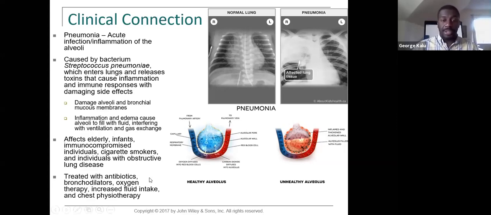Okay. And so to treat it, there are a lot of antibiotics to fight off the bacteria. They'll use bronchodilators to help expand the airways, and then some increased fluid intake to help you flush everything out, and then oxygen therapy too. Okay, so that's pneumonia. Any questions on pneumonia here?